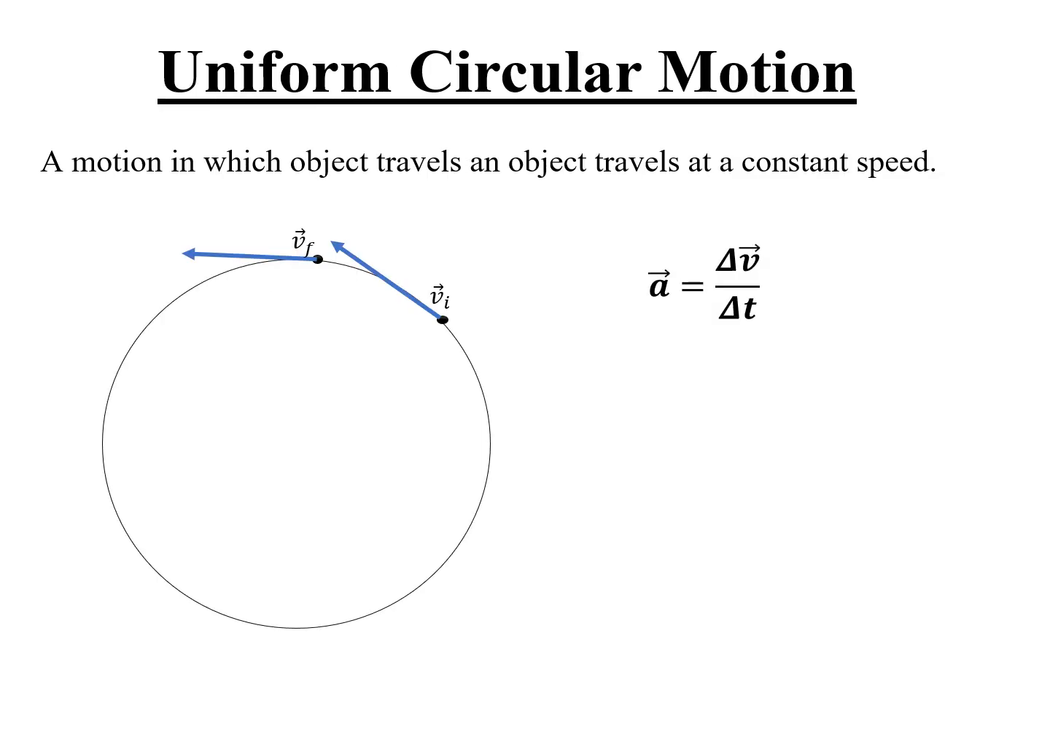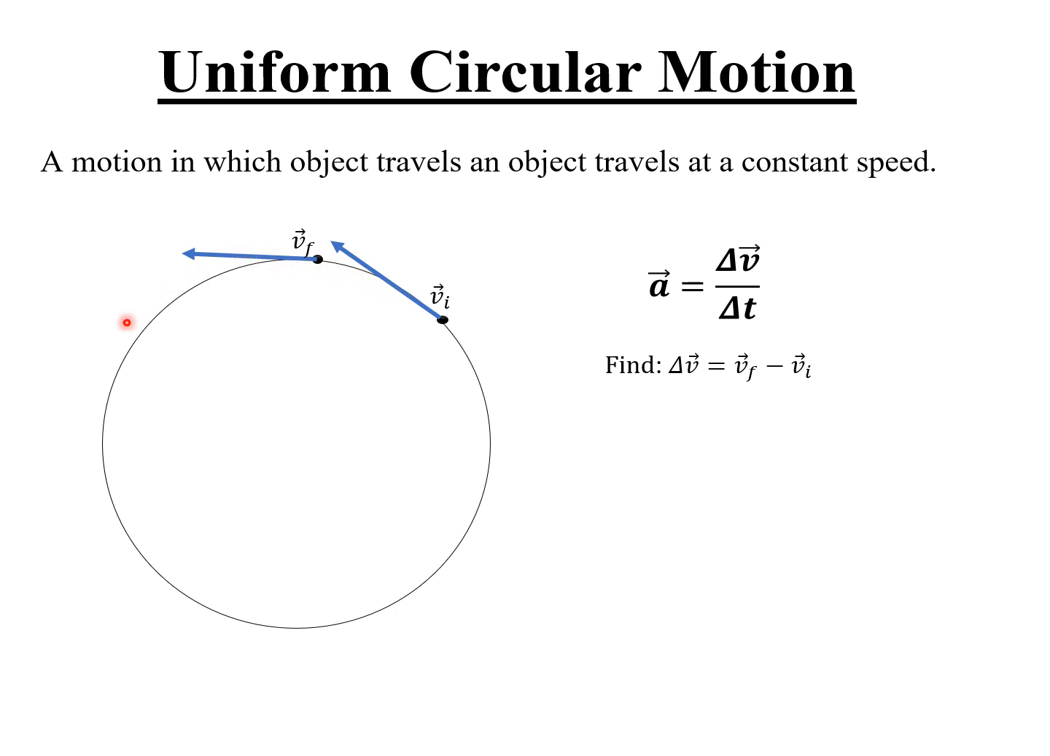So uniform circular motion occurs when the object is traveling along a curved path with constant speed. From our definition of acceleration, we know acceleration is change in velocity over change in time. And so what we want to find out here is what the change in velocity vector is pointing at when there is acceleration. So delta V is equal to V final minus V initial. So I picked 2 points. Let's say this is V final and this is V initial.